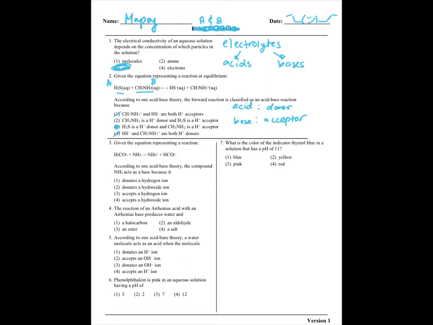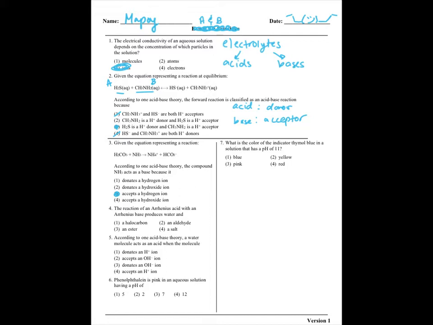According to one acid-base theory, the compound NH3 acts as a base because, again, we gotta look back at this phrase over here. The base is the proton acceptor. They accept the hydrogen ion. Good. Now let's change up the colors a bit.